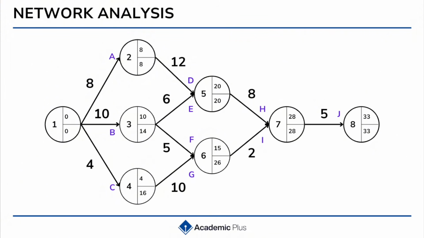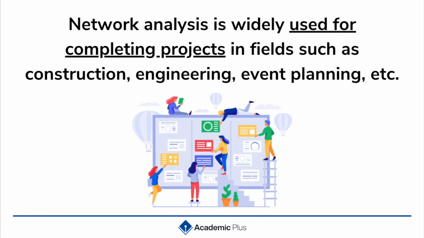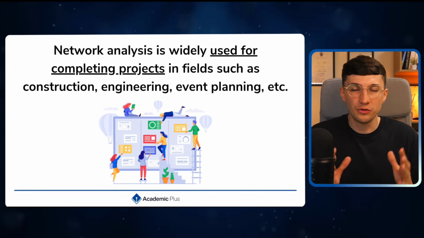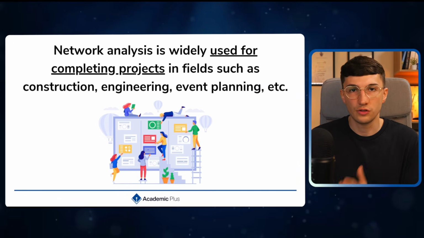But all a network analysis is, we use this to plan and control complex tasks or projects by identifying the sequence of activities that are critical for completing the project in the shortest time possible. Now, as we said, it's widely used for completing projects, typically in fields like construction, so making a building, for example, in engineering, in event planning. So the idea is we want to complete the project in the shortest time possible.